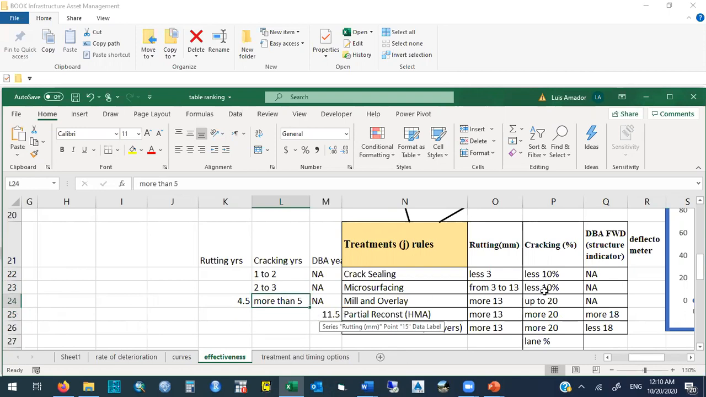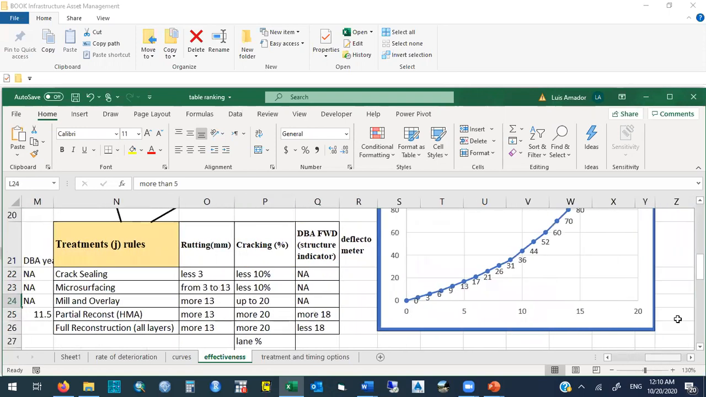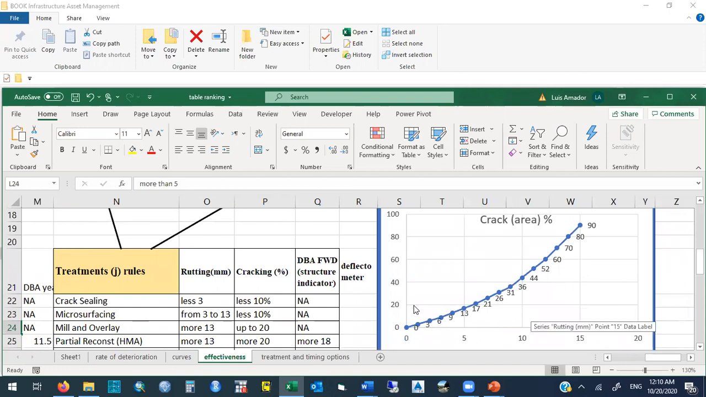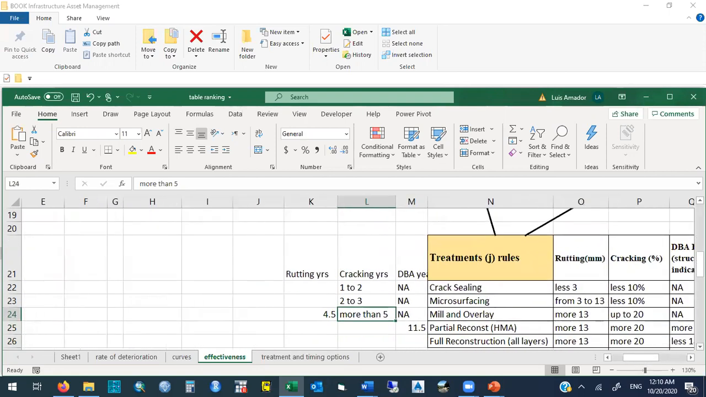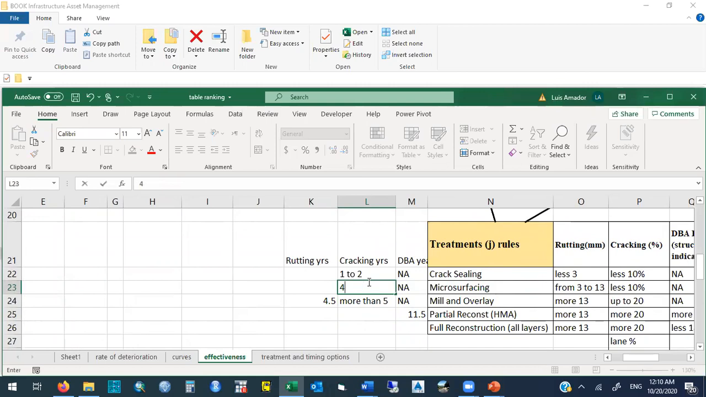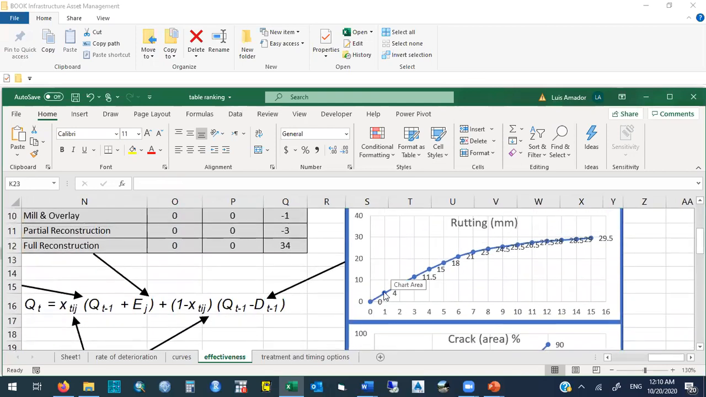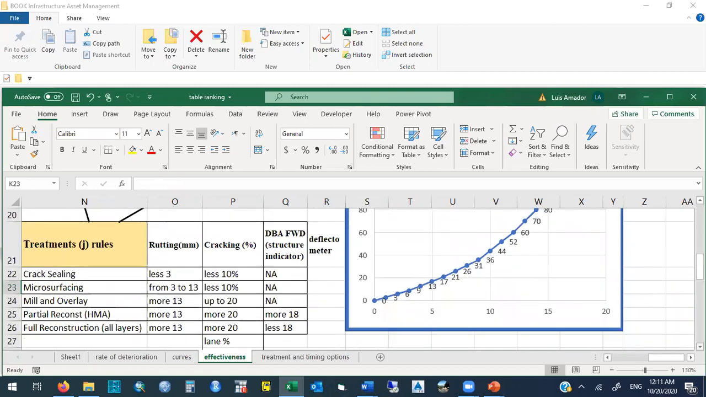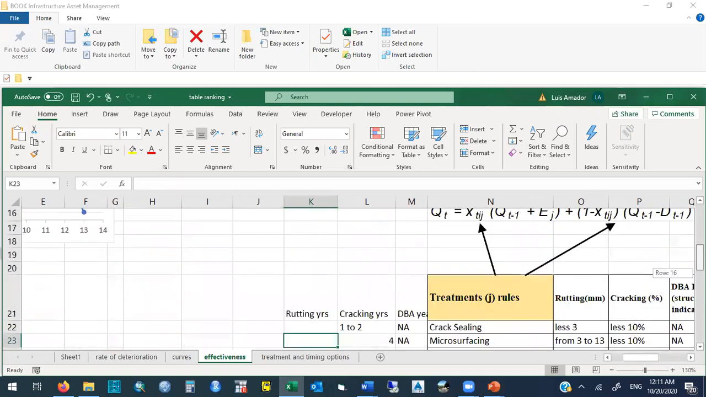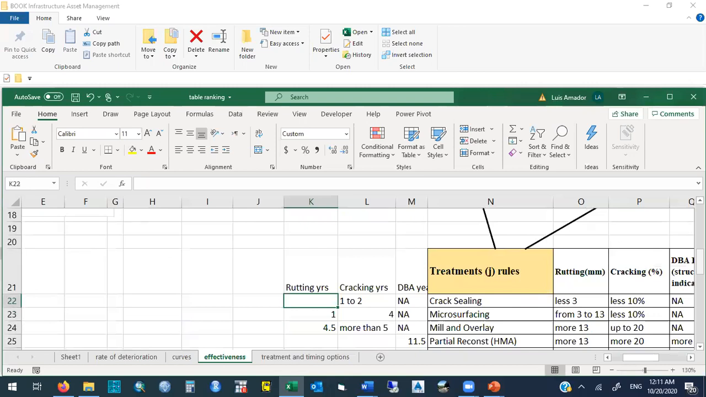I need to know when is my 10% for cracking. My 10% cracking will be on year 4, probably. And I need to do the same for rutting. So for rutting, I need to be at a 3% rutting. So what is 3% rutting? Probably here, so it's year 1. After 1 year, I will get there. Now, it depends on the performance curve, of course. So I can put some rules in the amount of time.